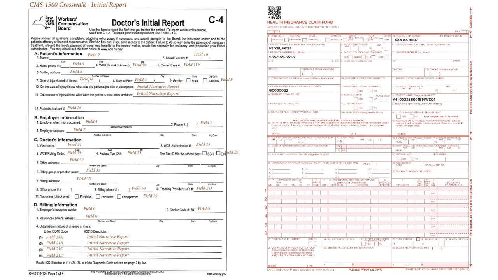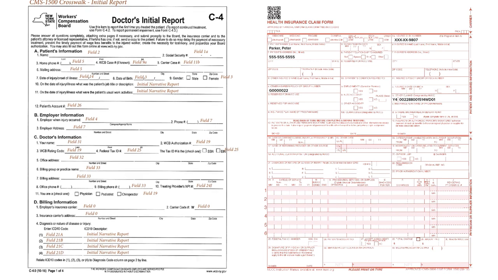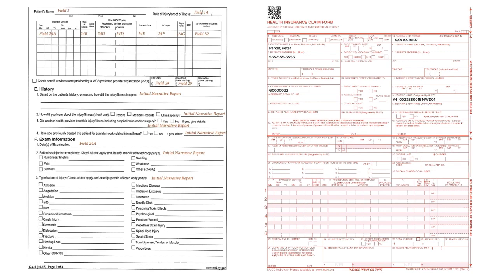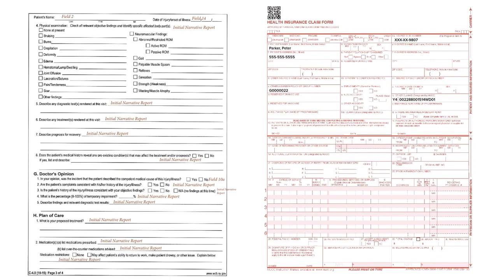Continue transferring the data to their necessary field boxes within the CMS 1500 to the next page. On page 2, you will follow the same procedure for placing the data as labeled on the CMS 1500. On page 3 of the doctor's initial report, Form C4, you will see most of the data will be placed in the medical narrative.